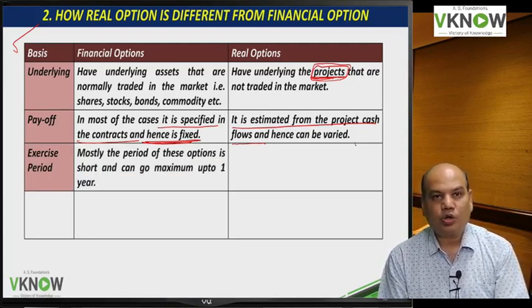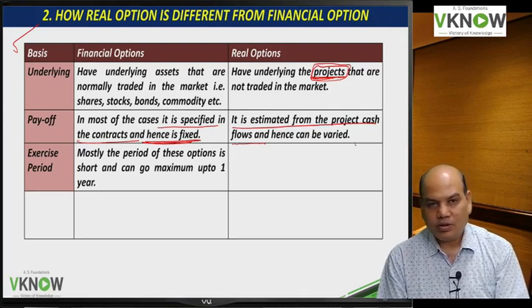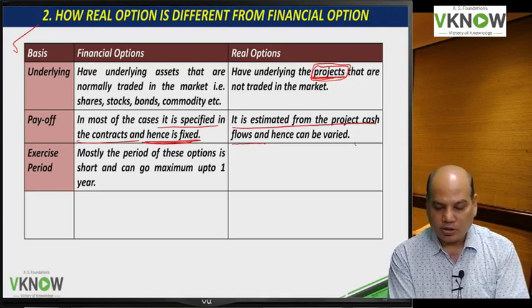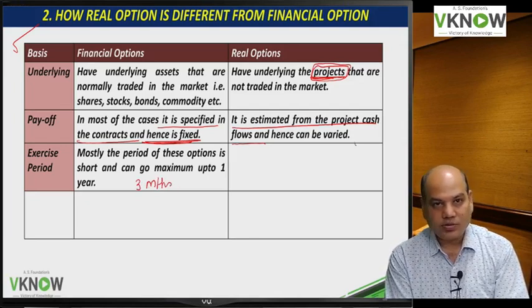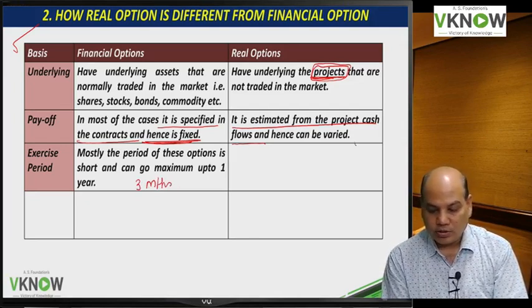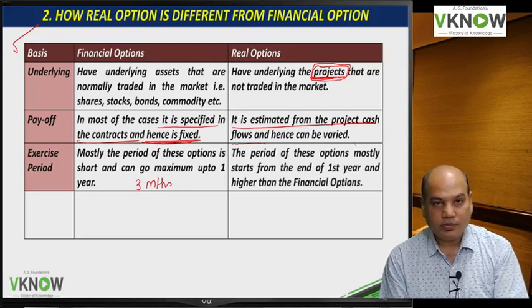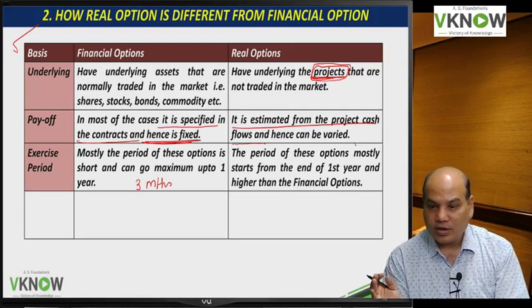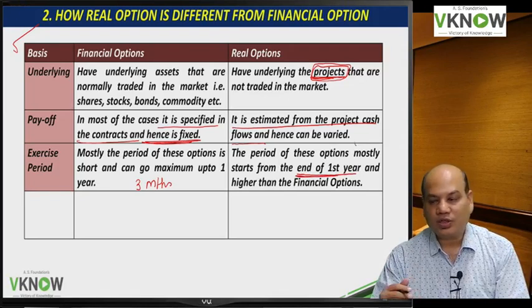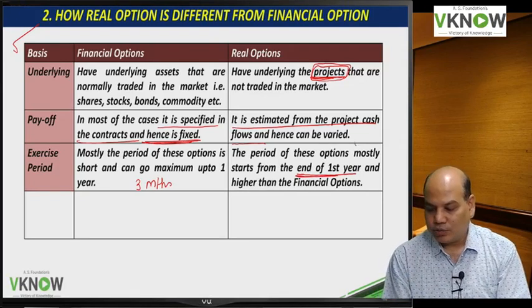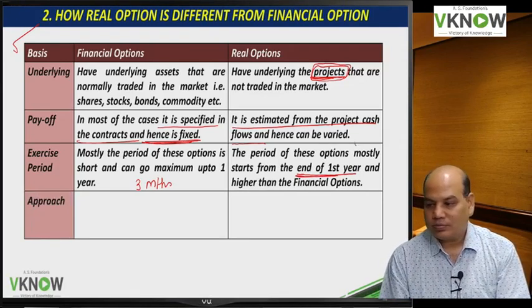Financial options have shorter expiry periods. Normally in India you will find financial options have an expiry of 3 months, 6 months, can go up to 1 year. Whereas in real options, the expiry period is very high. 1 year is very small here. It can go into several years. It can go to 5 years, 10 years.